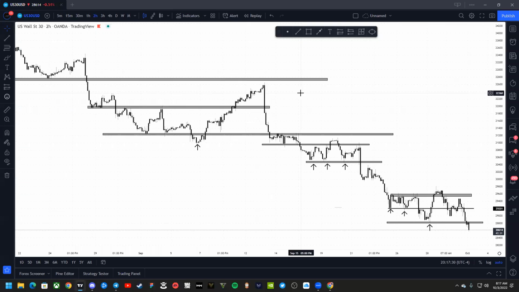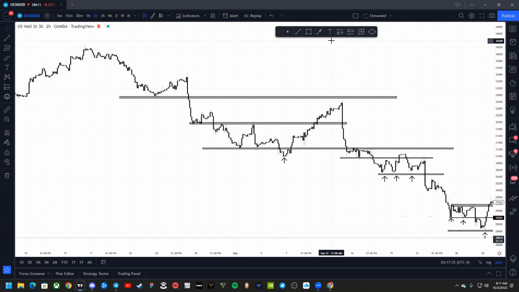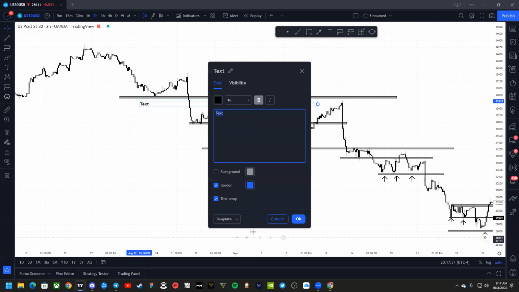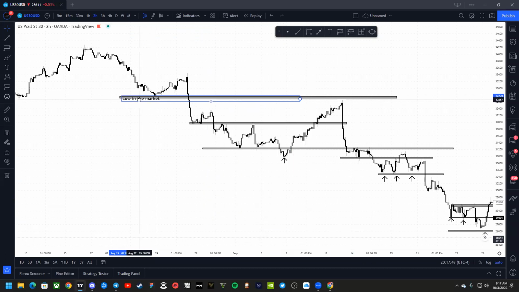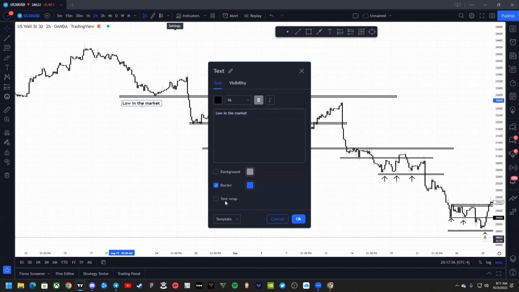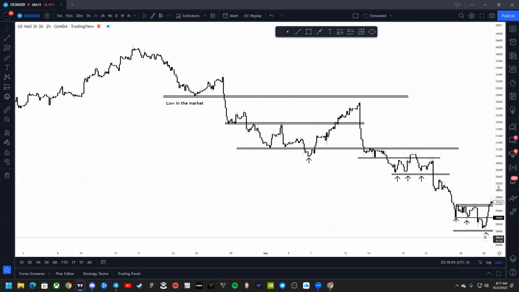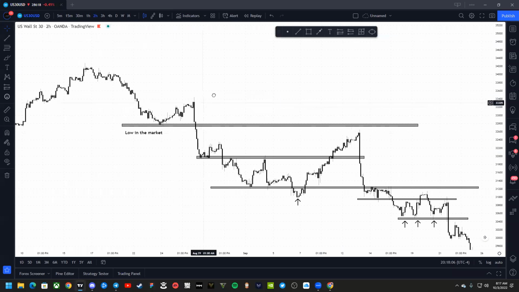But okay, first let's just start off. First, this indicates here there's a low in the market, right? All right, so right here, there's a low in the market. Why is this line blue? All right, I think I took that off. All right, there we go. So this means we have a low in the market, right? So if we start off here, here's a low in the market.